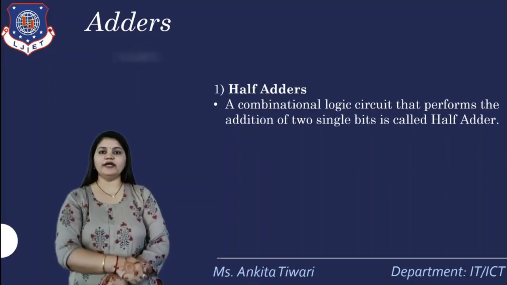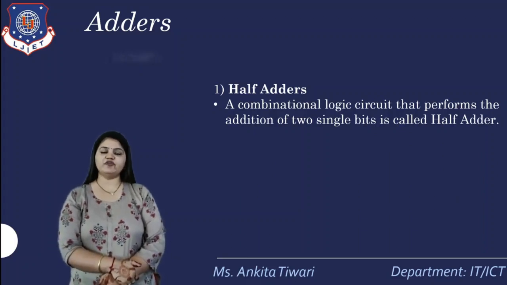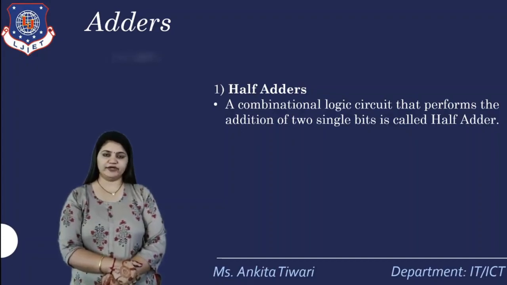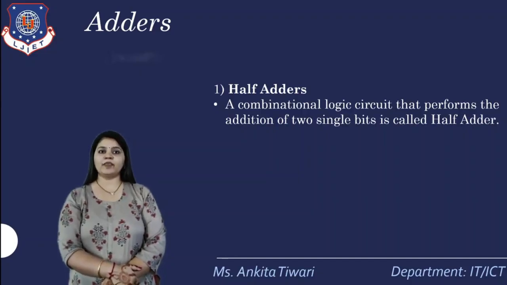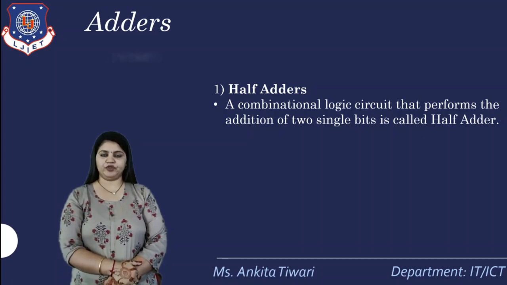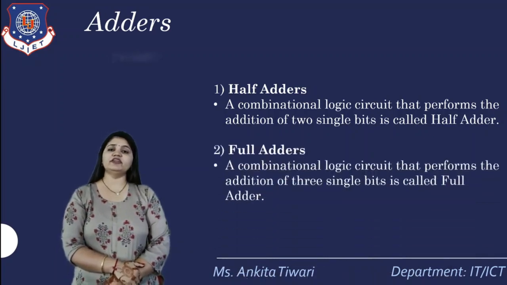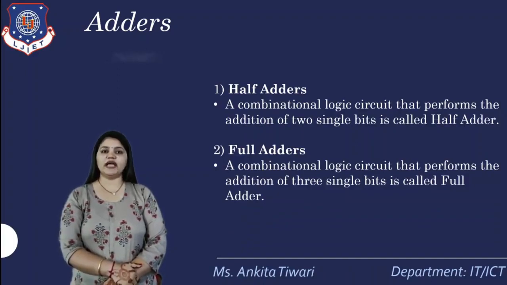If I'm talking about adders, we have half adders and full adders. The same thing I'm going to cover for subtractors: we have half subtractors and full subtractors. The half adder is a combinational logic circuit that performs the addition of two single bits at a particular time. Another type of adder is the full adder, a combinational logic circuit that performs the addition of three single bits at a particular time.